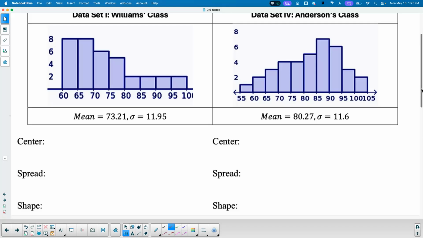So in terms of the center, this is telling me that the average is at 73.21, which would be kind of right in there, right? Is that very centralized? No, not really. Okay, all right. What's the spread of this data?